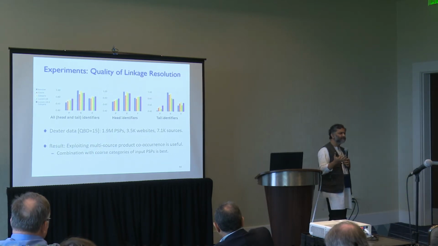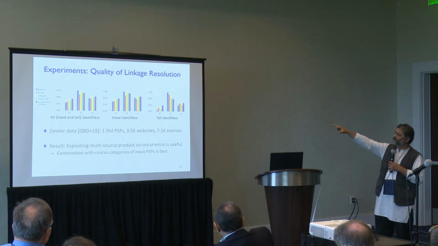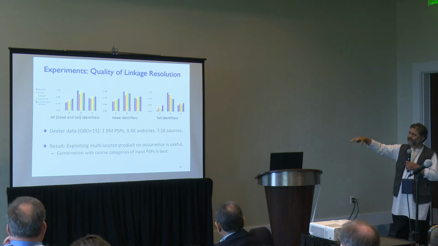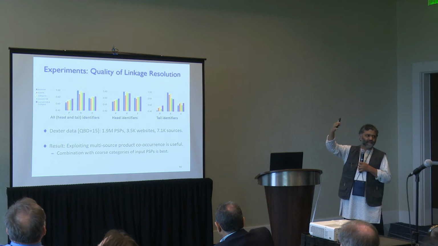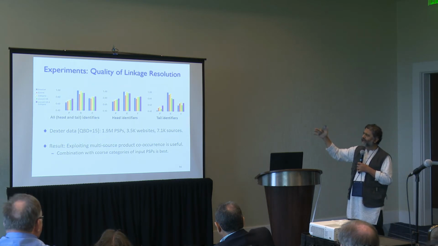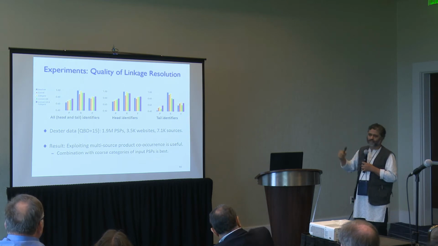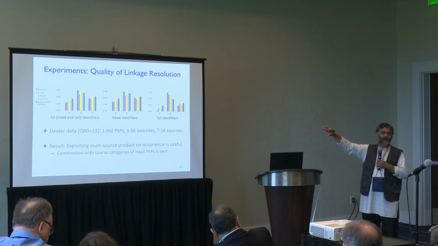There are many, many results in the paper, and since I'm coming to the end of my talk, I just want to give you a quality result, as opposed to an efficiency result. Using our approaches, we were able to get, across over 1 million pages and several thousand sources, about an 80% F measure. The recall is much higher. The precision is not as high.